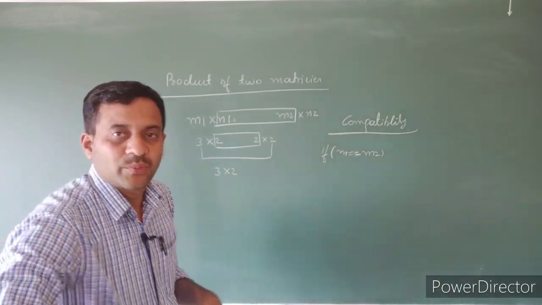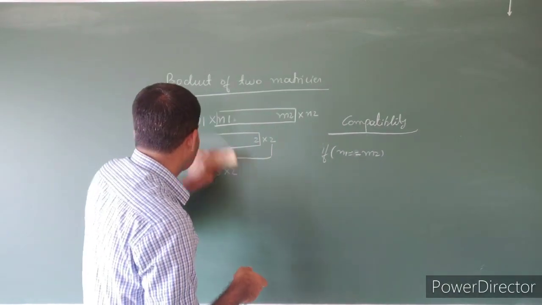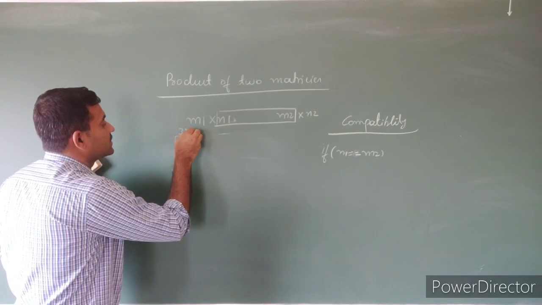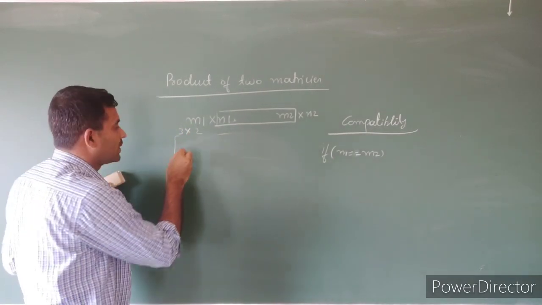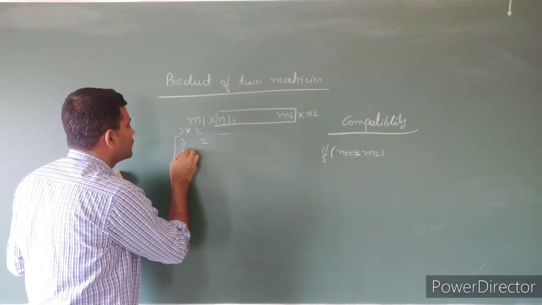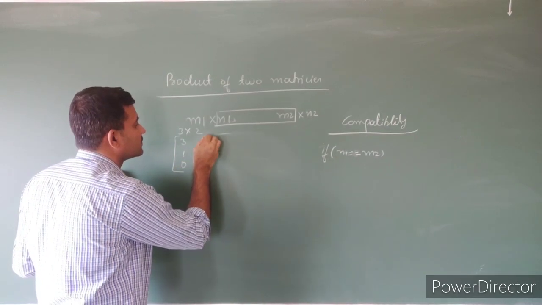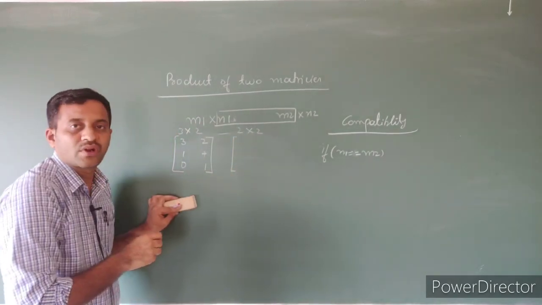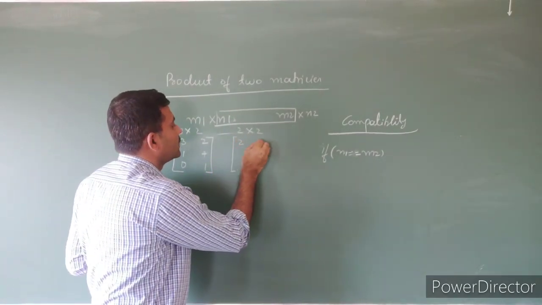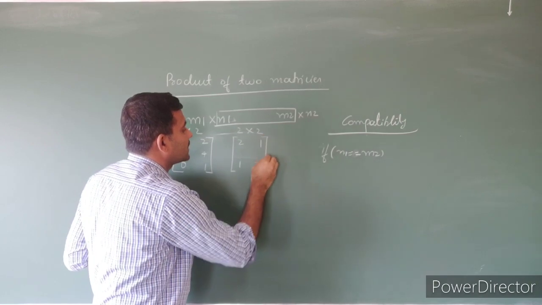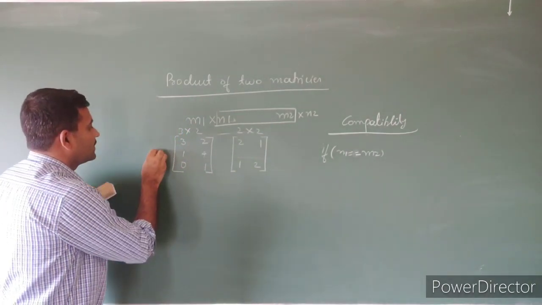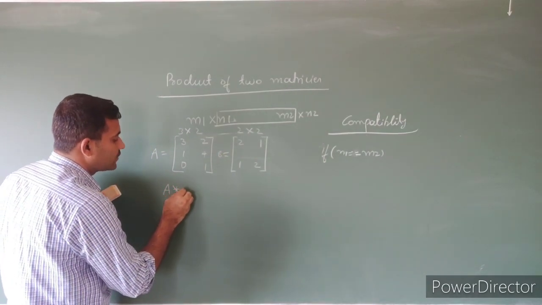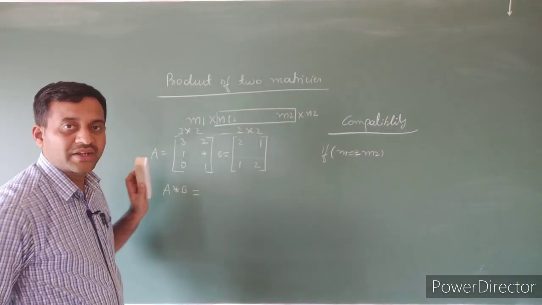Next, if you perform a product, let's consider two matrices. Here the order is 3 cross 2, 3 rows, 2 columns, that is 3, 2, 1, 4, 0, 1. Then the second one is 2 cross 2, 2 rows, 2 columns: 2, 1, 1, 2. So these are the matrix elements. This one is A, and this one is B. We have to perform A into B, that is the product of two matrices.